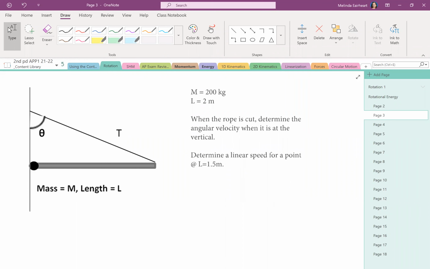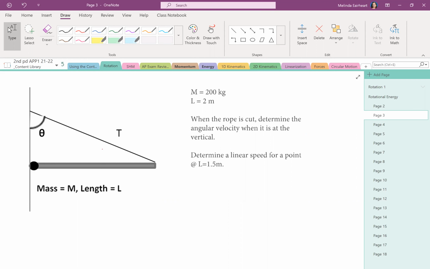Now, eventually gravity is going to win. If it did swing back and forth, it would eventually stop at equilibrium, right? It's basically a long pendulum. We're not looking at 10 seconds later. We're looking at that first swing through the vertical. Good deal? Okay. And then later determine the linear speed for a point somewhere on the rod.